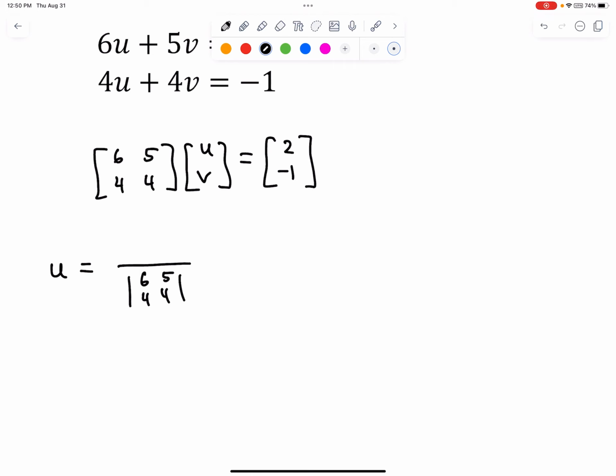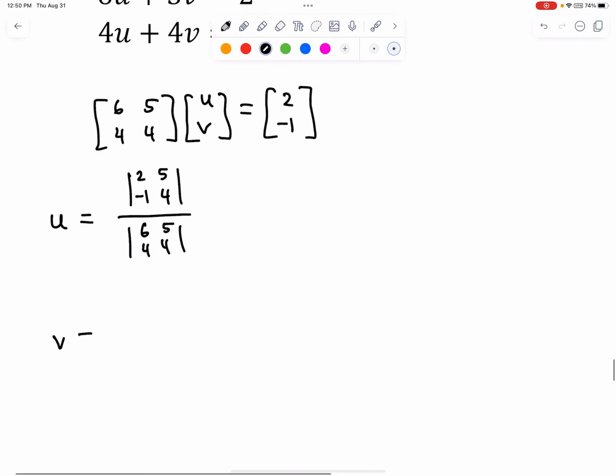And the numerator will be a 2 by 2 determinant calculated as follows. So you take this 2, -1, the constants, and you replace the coefficient matrix U column with those numbers instead. So we're going to put a 2, -1 in the U column, and the V column leave alone. So 5, 4. To find the variable V, we'll do something very similar.